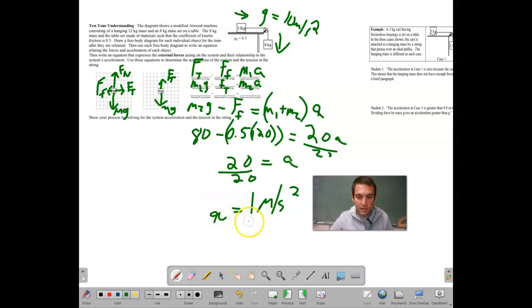Now, I'm going to take that A equals 1 meter per second squared. That's kind of a funny looking A. Clean, clean, clean. There. Yeah, that looks great.